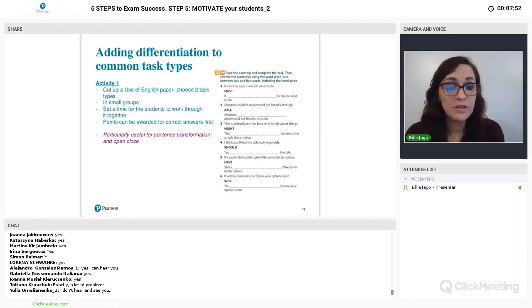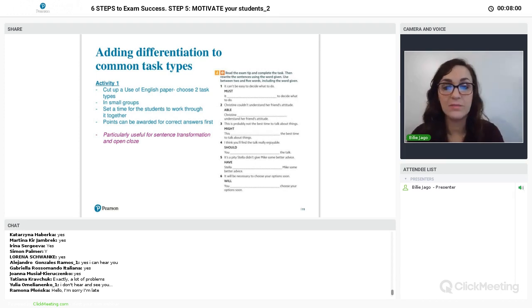I normally put the students into small groups, making sure to mix up the shyer students with the more confident ones so they can learn from each other. I usually set a time of 10 to 12 minutes just to replicate the exam timings, and the groups work through the task together. But it's more of a competitive thing. So the group that finishes first with the most correct answers would win points.